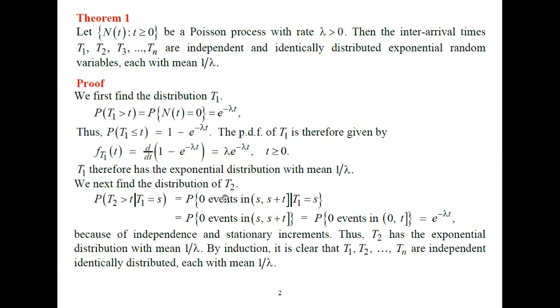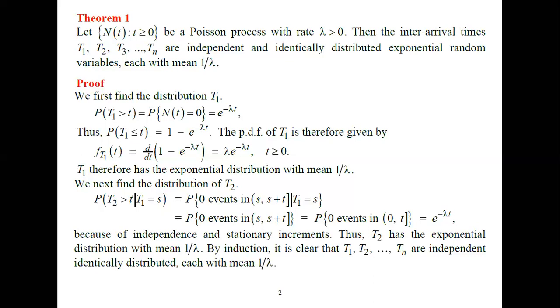So the probability that the second event is greater than small t is also e raised to the power minus lambda t, which is the same expression we had for T1, the probability that T1 is greater than t. So the probability that T2 is greater than t is also e raised to the power minus lambda t. Thus, T2 also has the exponential distribution with mean 1 over lambda.